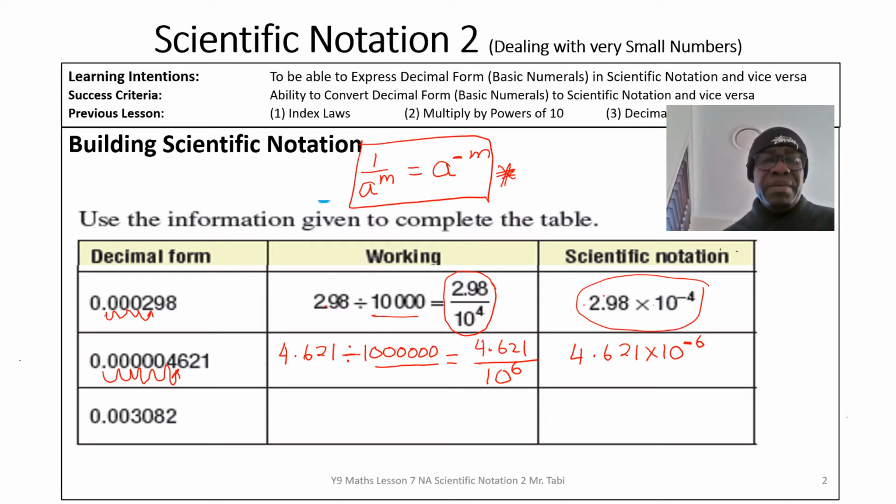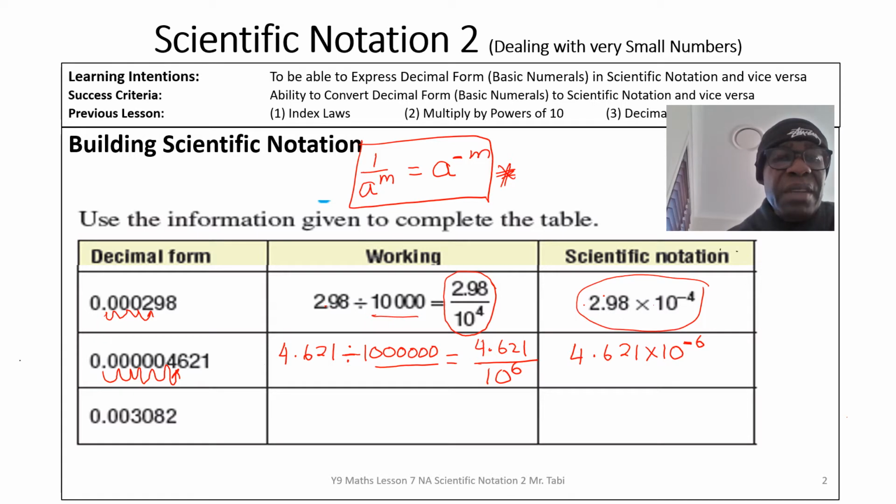Right. Just look at it carefully and see the relationship between what we did in index laws and this one. And of course, we know that the power will be negative because we're dealing with very, very small numbers. And if you were to work from scientific notation back to standard form, you know that you're moving the decimal point as many places to the left as you have done power. So minus 4 means move the point 4 places to the left. Minus 6 means move the point 6 places to the left.